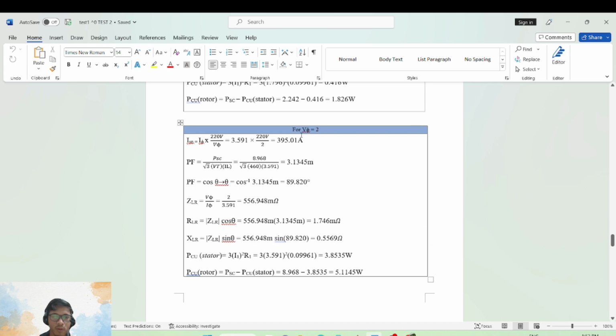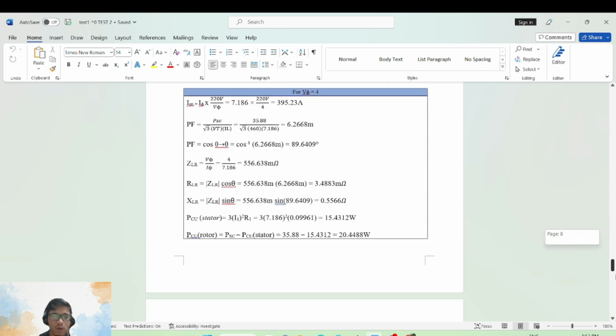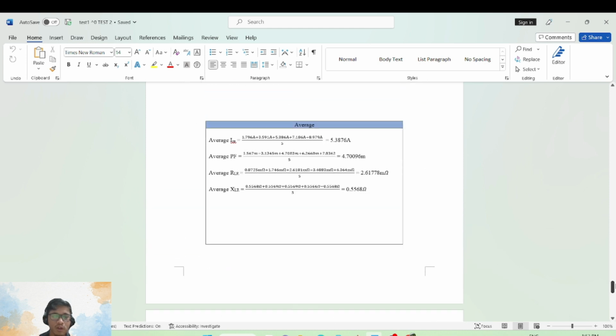So same as the 400 volt one, you just have to change the value of voltage. So right here, this is the formula of the average for the average ISN, power factor, and average RLR, and the average for SLR.